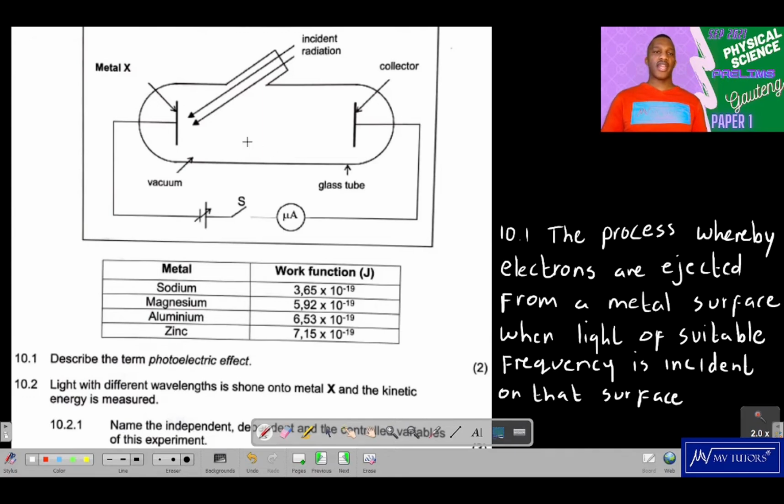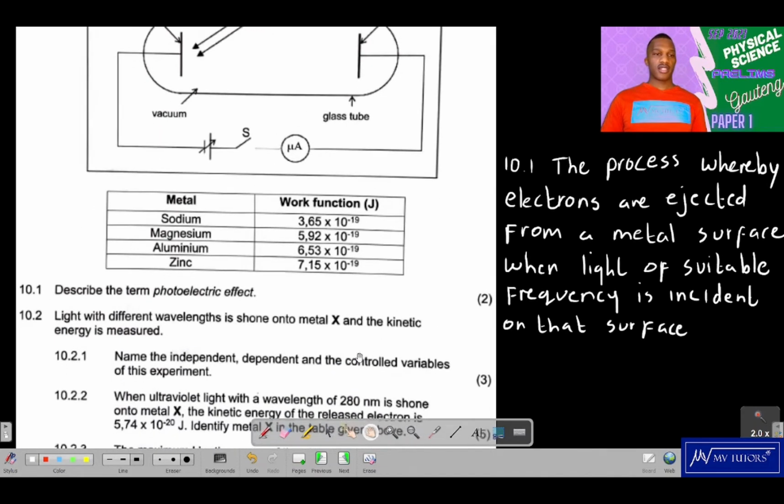Okay, the process whereby electrons on the surface are ejected from a metal surface when light of suitable frequency is incident on the surface. So as you shine the light here and it reaches a certain frequency, certain electrons are going to be ejected from this surface, and then they will move, I guess in this apparatus, into this wire there. Okay, so let's see the next question.